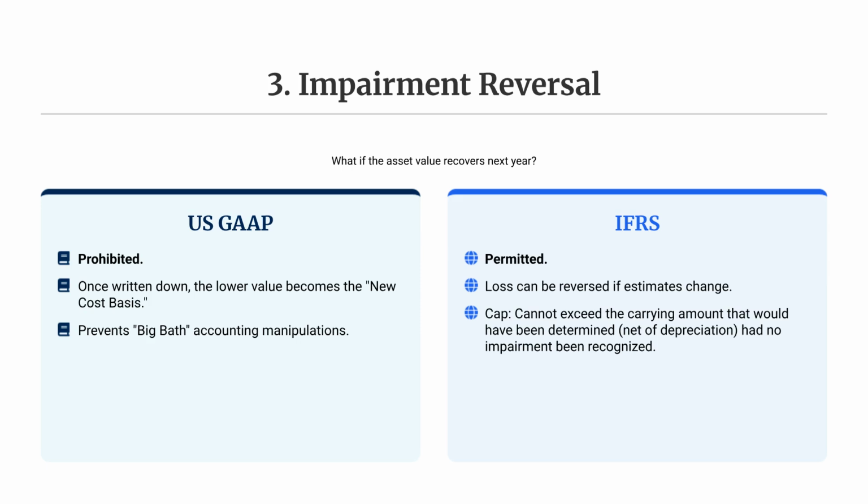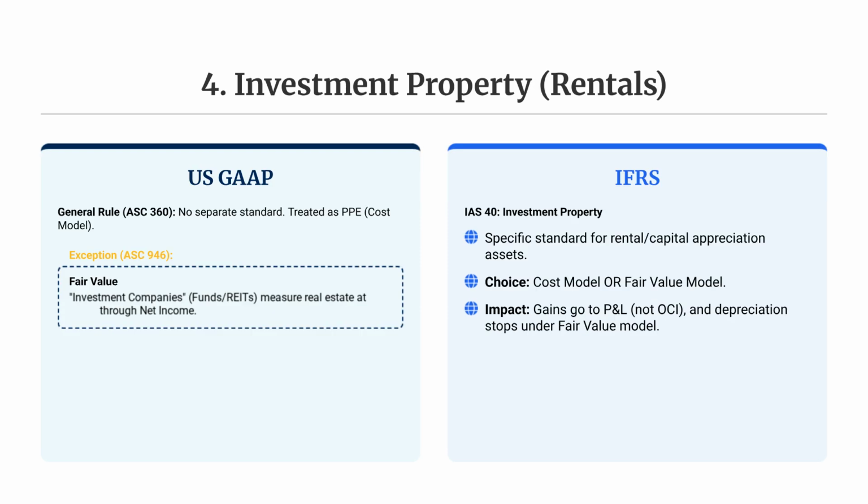IFRS says, great, let's reflect that reality. You are permitted to reverse the impairment loss, bringing the asset value back up. US GAAP says, absolutely not. Once you write an asset down, that lower number becomes the new historical cost basis. You generally never reverse an impairment loss on assets held for use. Again, GAAP prioritizes conservatism.